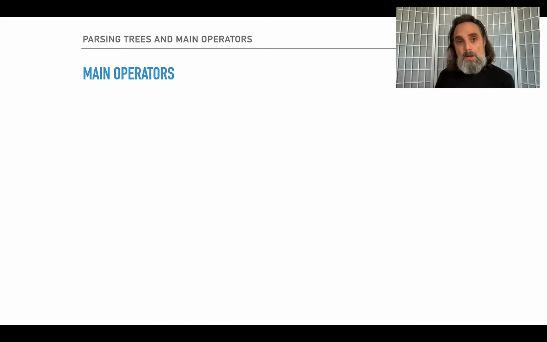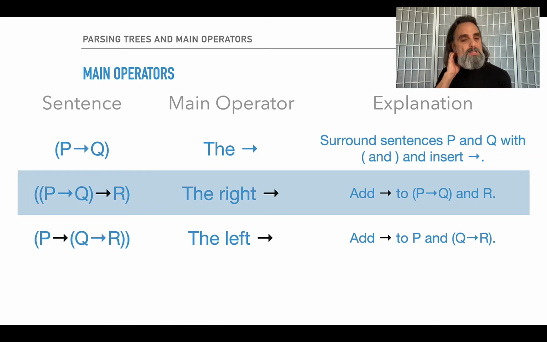Okay, so what is a main operator? Well, we're going to look at some examples first. So we have this first sentence, P arrow Q, and in that sentence, the main operator is just the arrow. Why is that? Well, because we added that arrow to P and Q to build that sentence, right? How do we build parenthesis P arrow Q parenthesis? We took P, we put Q, and we stuck that arrow in between them, and that's what makes it the main operator.